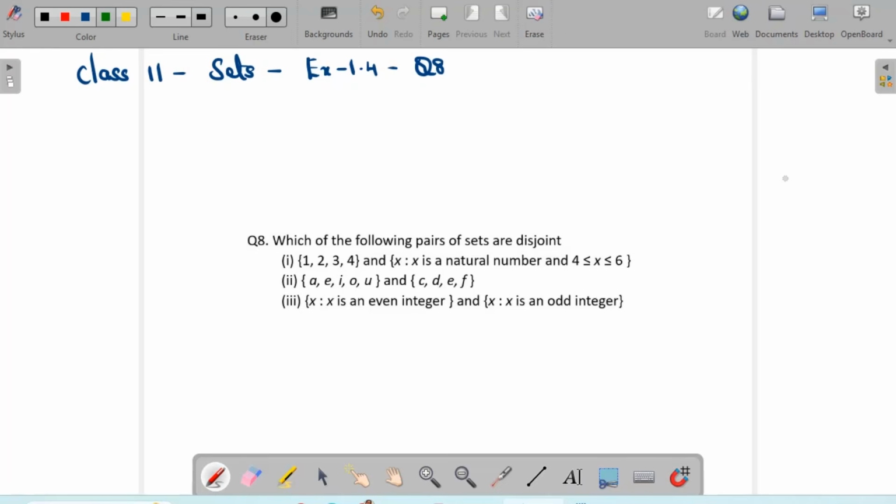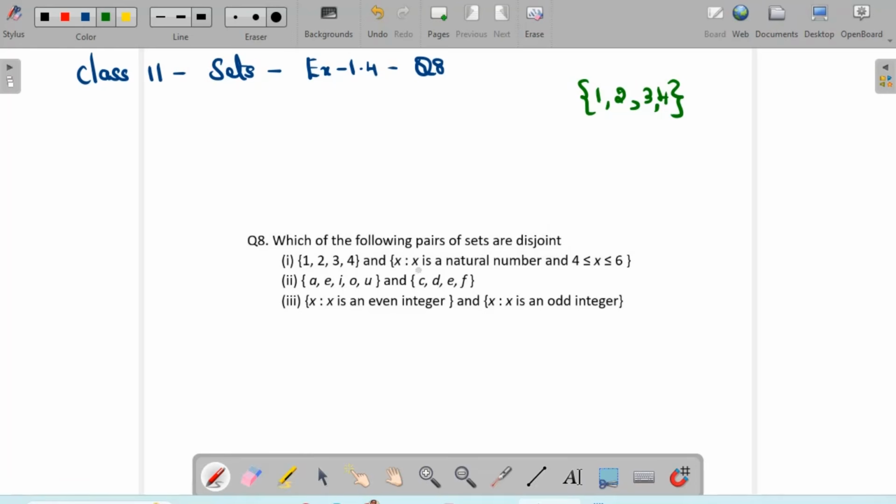In this video, let's find the solution for the 8th question in exercise 1.4. Which of the following pairs of sets are disjoint? First, let's take the first subdivision. So the first set is given to be 1, 2, 3, 4. However, let's find out what the elements in the second set are.